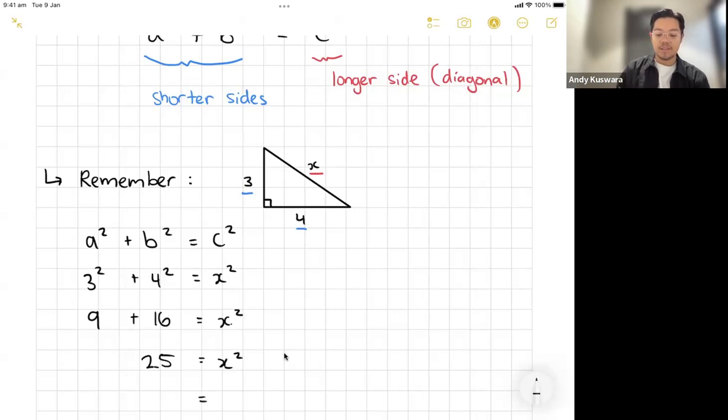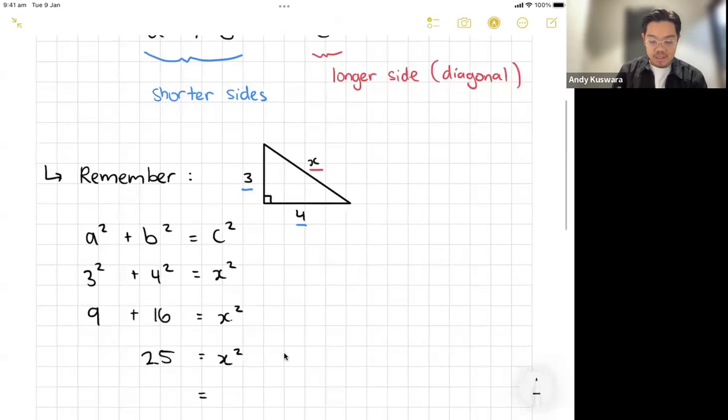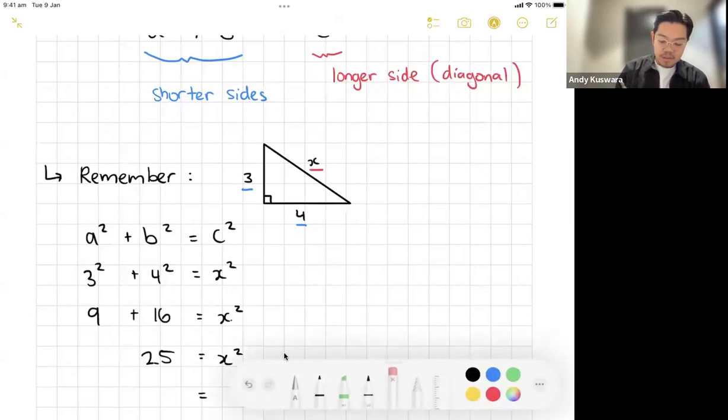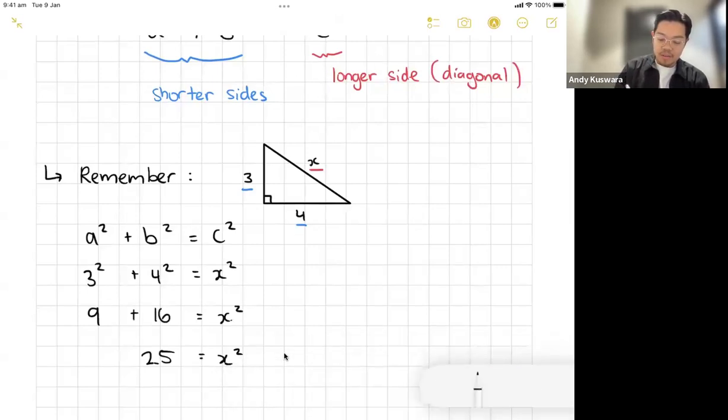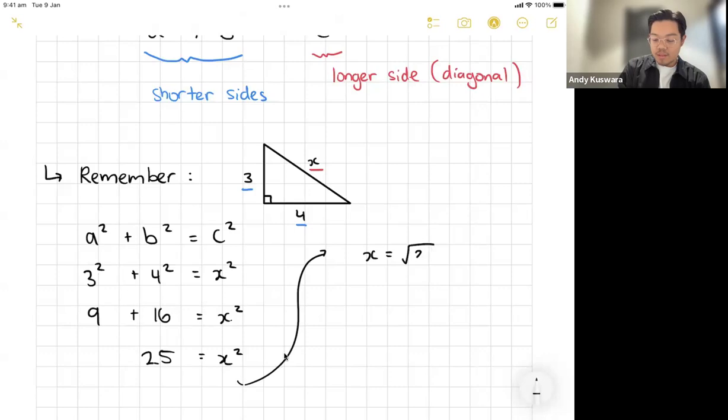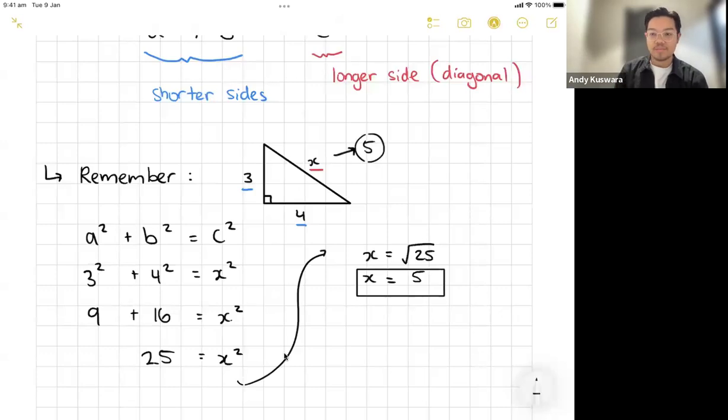Right at the end, see how I've still got this x squared? This is the part that most people will forget. Please don't forget that you will need to square root right at the end. So that will be on the calculator. In this case, it's actually going to be a nice whole number, so you don't have to round. You'll just find here that your unknown side has a length of 5.